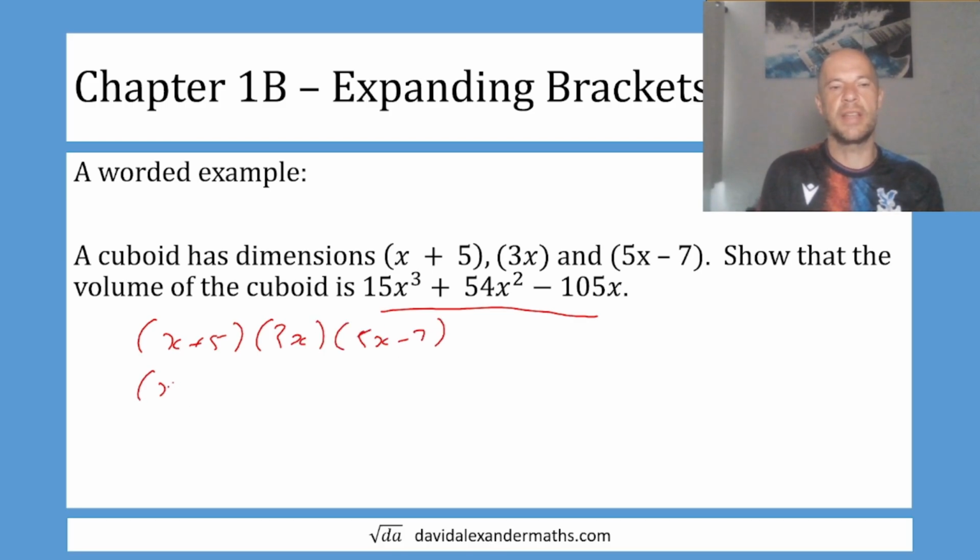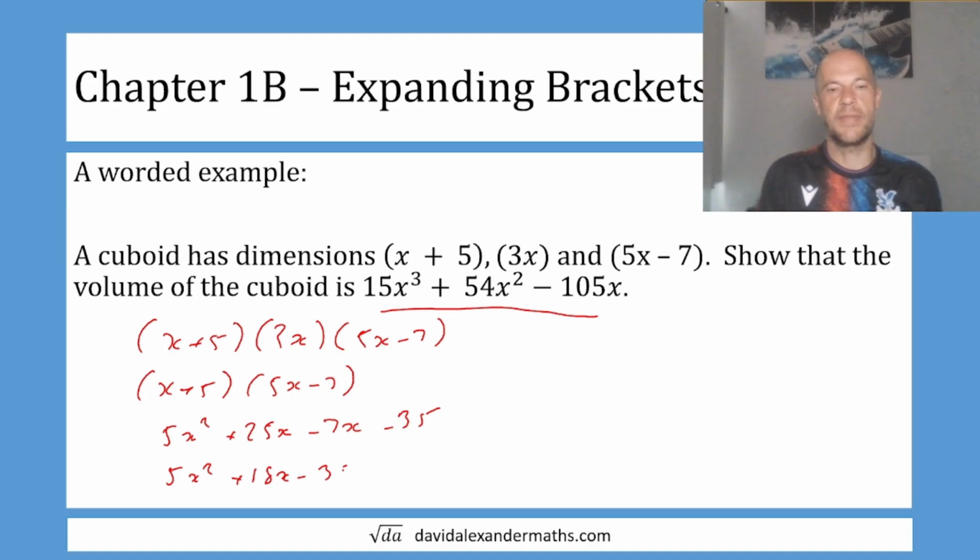So I would probably multiply x plus 5 by 5x minus 7 first. So that is 5x squared plus 25x on the insides, minus 7x on the outsides, minus 35. So that is 5x squared plus 18x, take away 35. And now just multiply everything through by 3x. Well, 3x times 5x squared, that is 15x cubed.